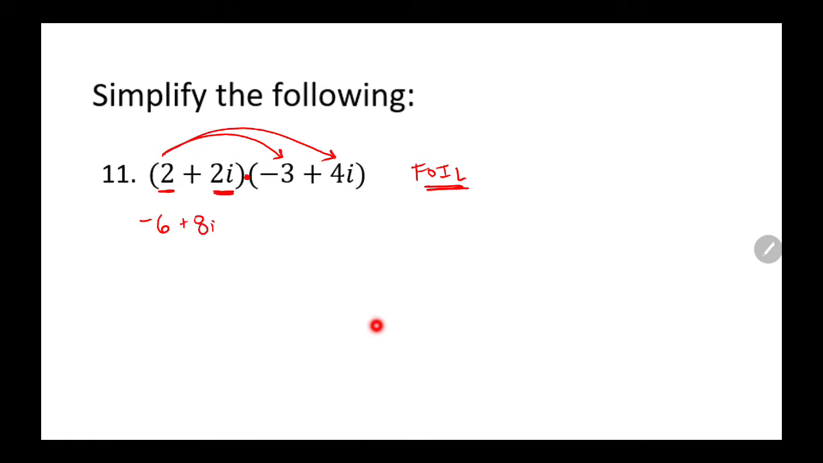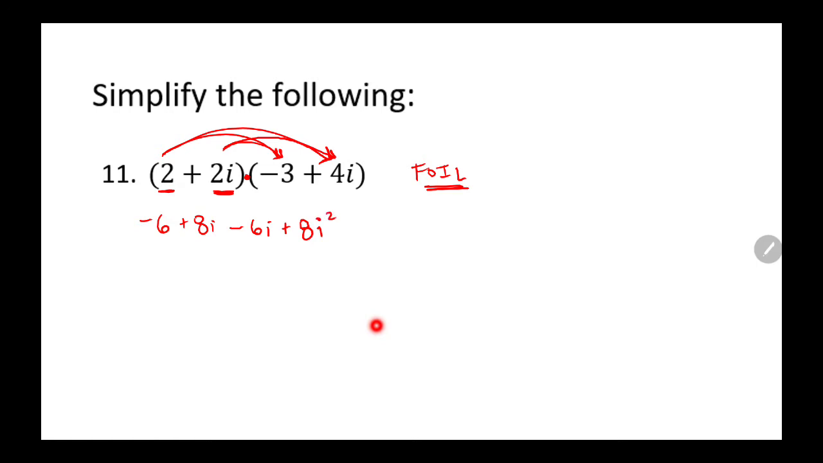And now I get to distribute my second term. I'm going to do my insides. So 2i times negative 3 is minus 6i. And I'll do my lasts. 2i times 4i is positive 8. And i times i is i squared.